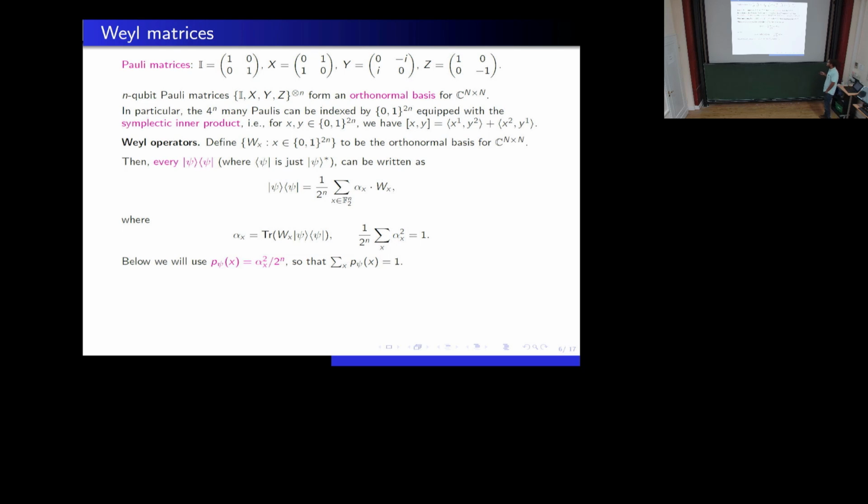Right, so the characteristic distribution p psi is just alpha x squared divided by 2 to the n. The nice thing about defining the characteristic distribution this way is that it's actually just a probability distribution.